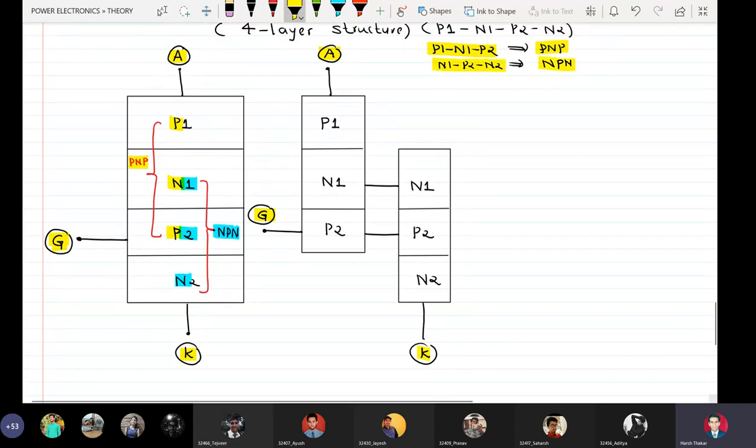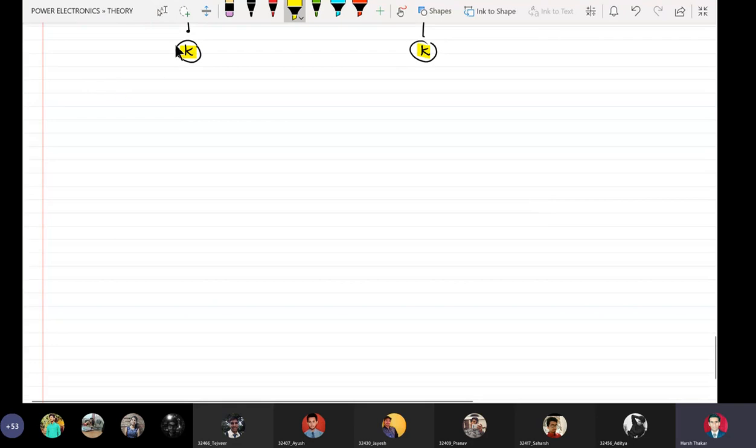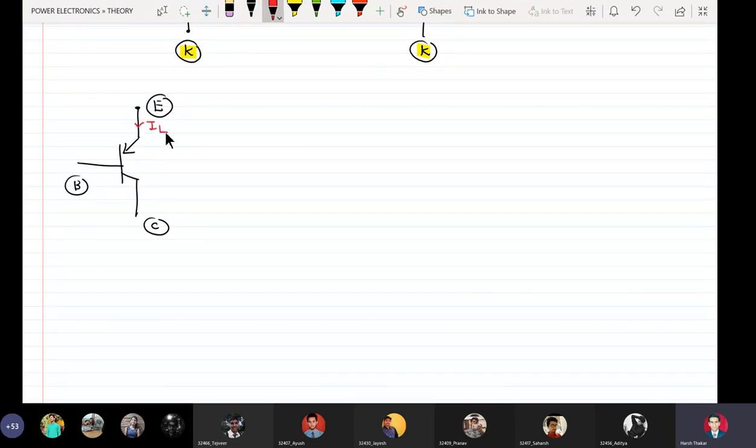N2 with an NPN transistor. But students, please go back to your second year days and understand that the current directions for NPN and PNP transistors are as follows. For a PNP transistor, this is emitter, collector and base, and the current directions are IE, IC and IB. So in a PNP transistor, the collector and base currents leave the collector and base terminals while the emitter current enters into the emitter terminal.